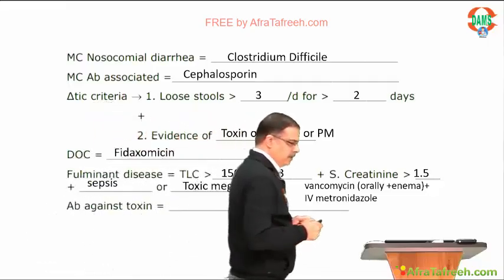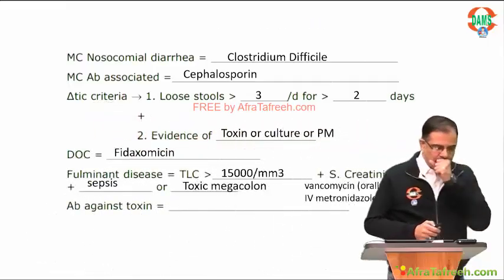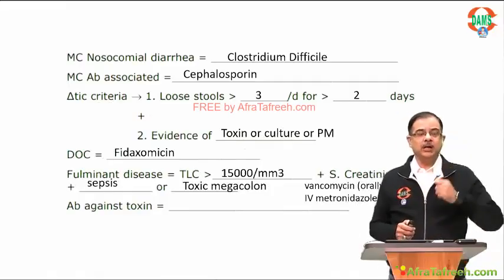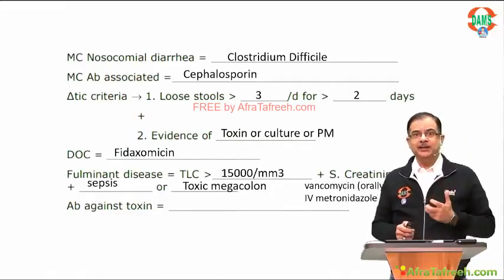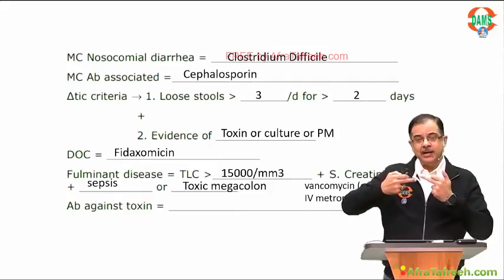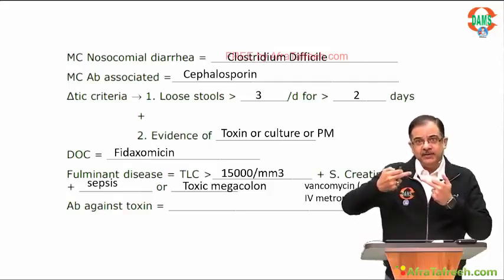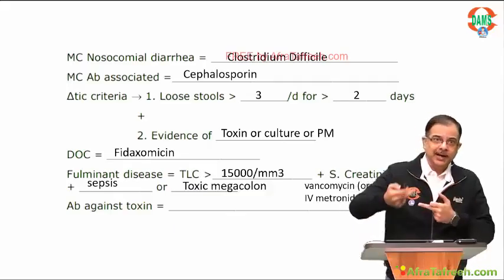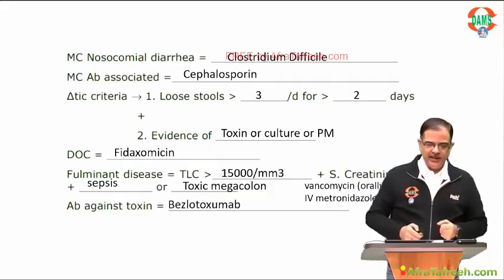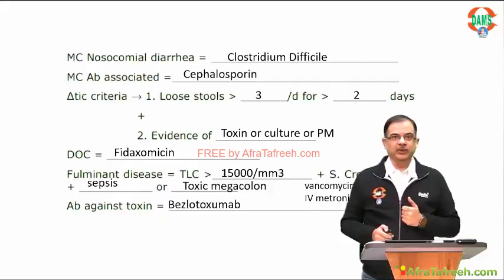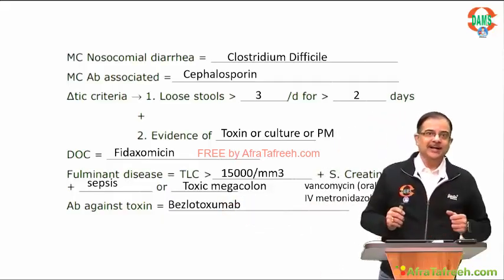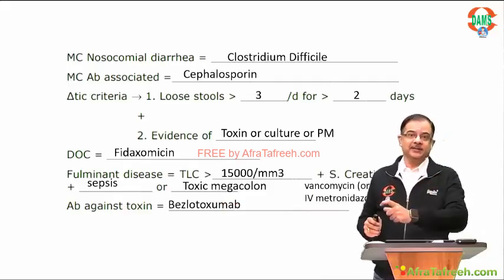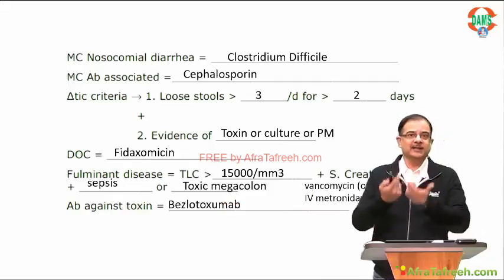While if a patient has recurrent disease, we give an antibody against the Clostridium difficile toxin. The indication is recurrent disease, not as a first line.